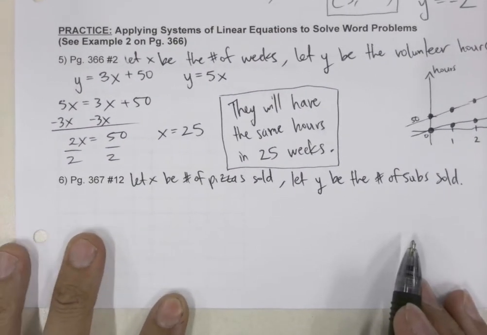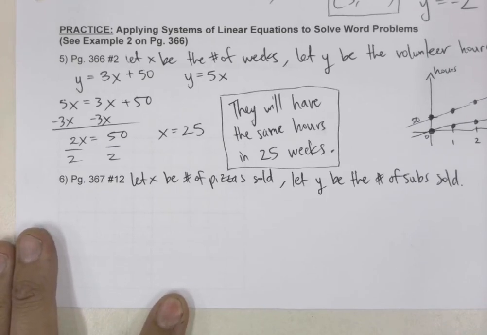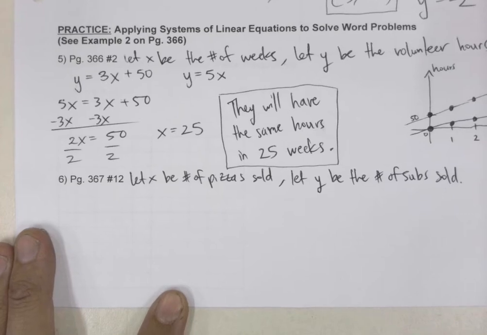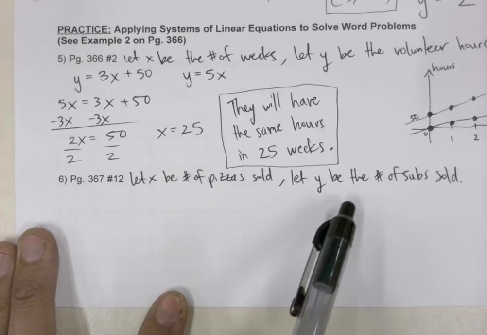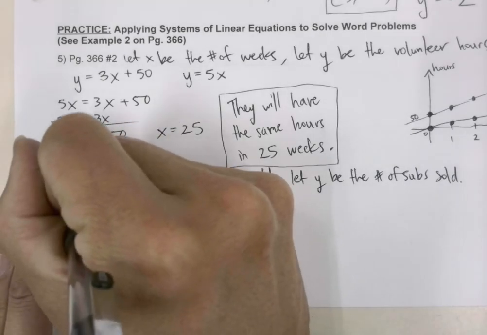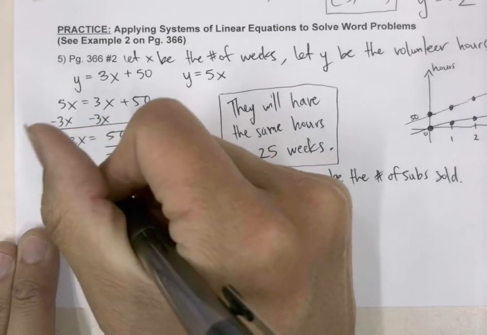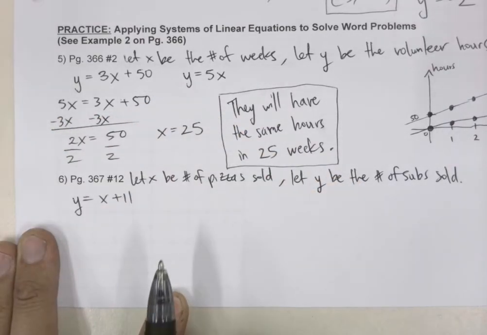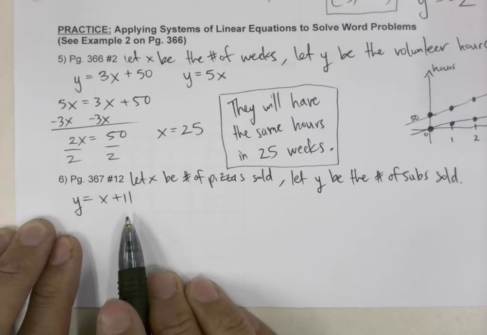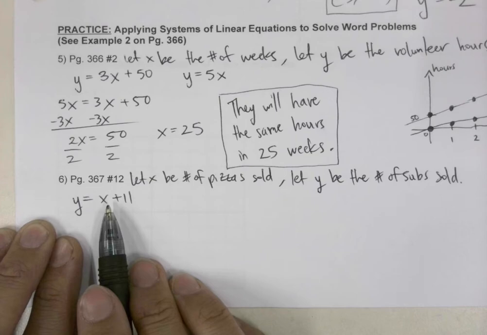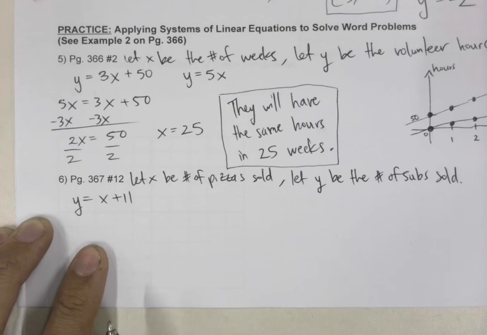Alright, there we go. So now what does it say? The word problem says he sold 11 more subs than pizzas. So what can we say? The number of subs he sold, y, is equal to the number of pizzas he sold, x, plus 11. Because again, the problem states that he sold 11 more subs than pizzas. So that means the number of subs he sold is the number of pizzas he sold plus 11.